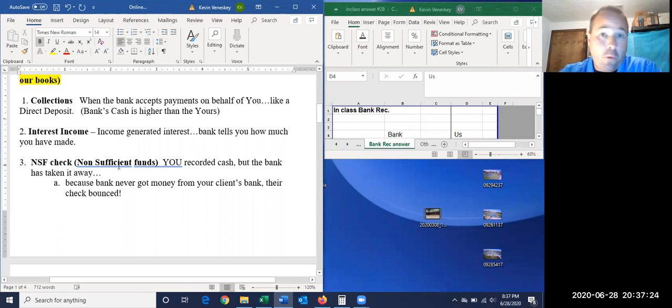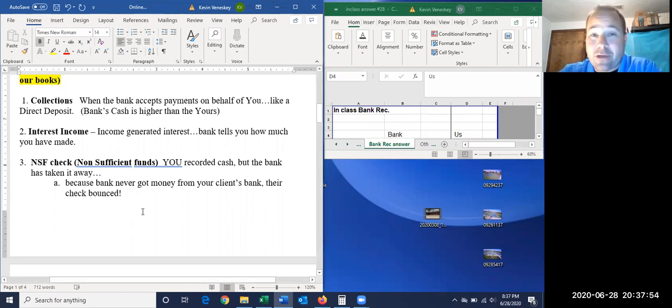This is one that you hope never happens, but this is a non-sufficient funds check. That's a check that your client wrote to you and they wrote it out for $200 and then you put it in to the bank. You put it onto your Cash T account and you said, we got the money. You didn't know otherwise. The bank says, no, you don't. The check was denied. They didn't have the funds in their account. So therefore, it's going to come back to you.